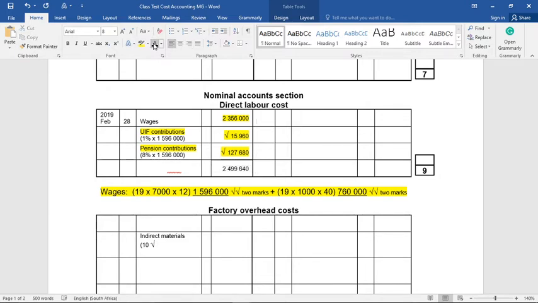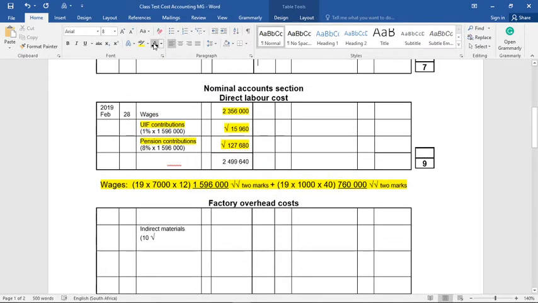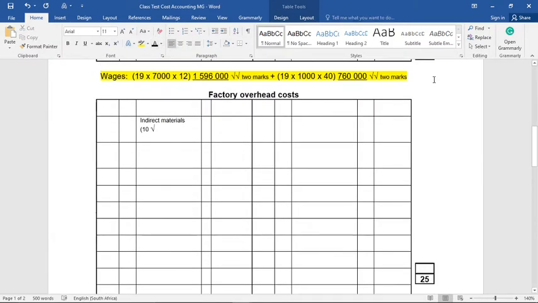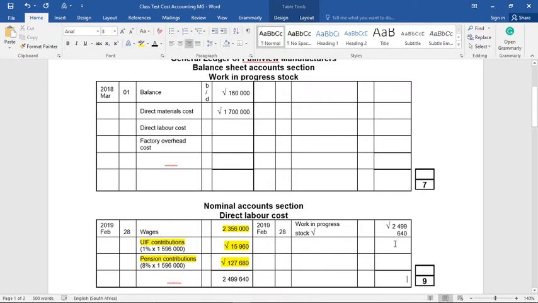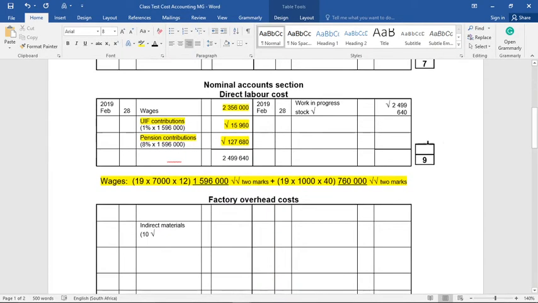Therefore, the total debit side totals up to 2,499,640. That's the total direct labor cost, and in total it gets closed off with an equal entry on the credit side. Where are we going to send this amount? We're going to send it to work in progress stock. So that's why the amount on the credit side is exactly the same as the amount on the debit side, and this account is now closed off.